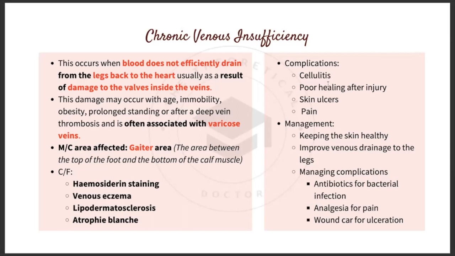The complications that could arise from chronic venous insufficiency would be cellulitis, poor healing after injury, skin ulcers, and also pain. The management of this would be keeping the skin healthy, improving venous drainage to the legs, and managing complications. So sometimes the patient may have infection to that area, and if there is, antibiotics for bacterial infection, analgesia for the pain, and wound care for ulceration.